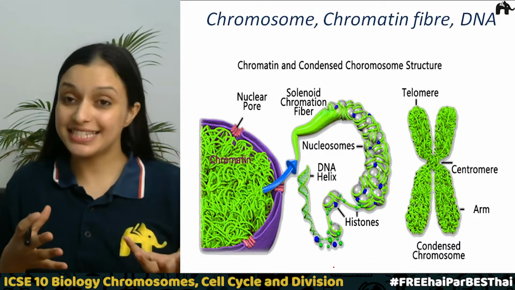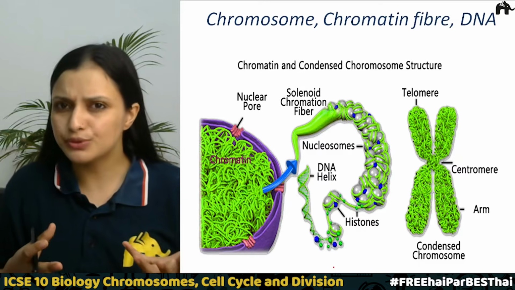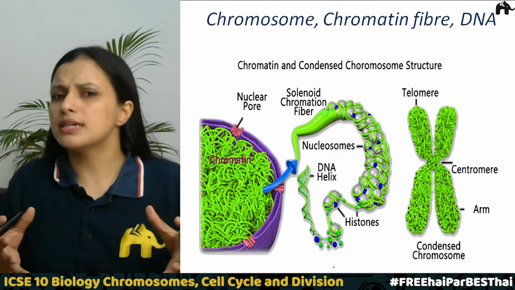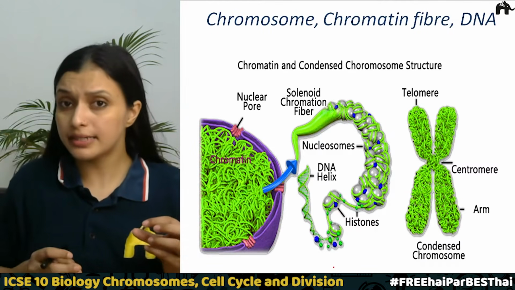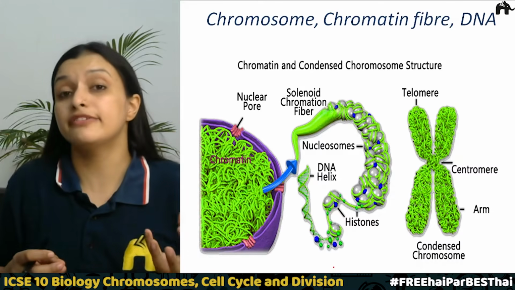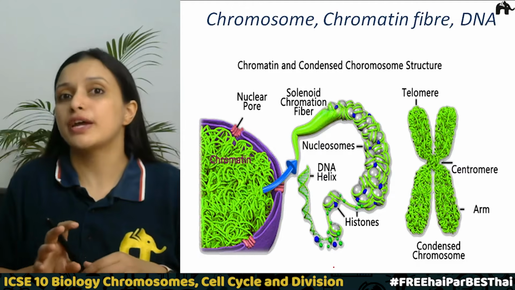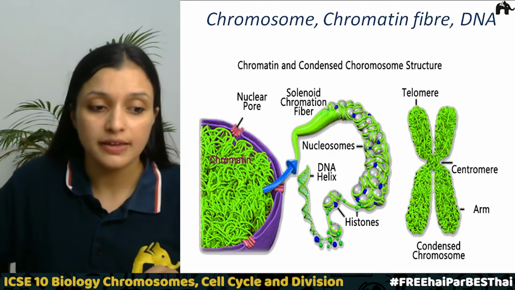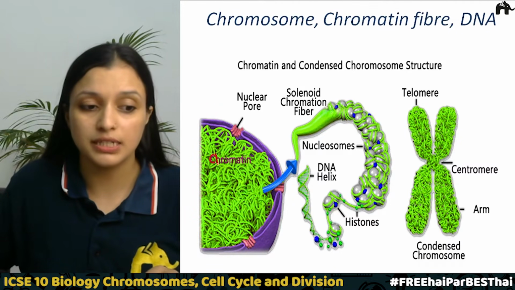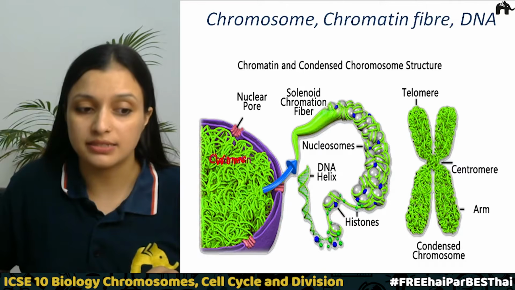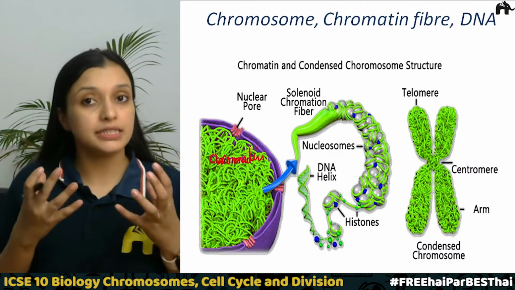So this is a bowl full of these Maggi noodles, right? So when we see a cell under a microscope in a non-dividing stage, this is how those chromatin fibers look like. So what are these? These are basically the chromatin, right, inside the nucleus.